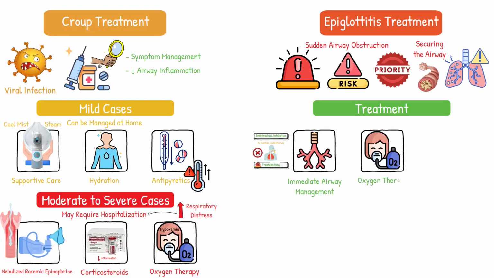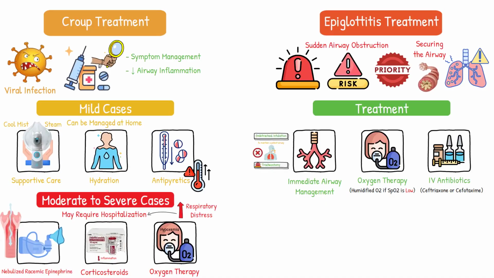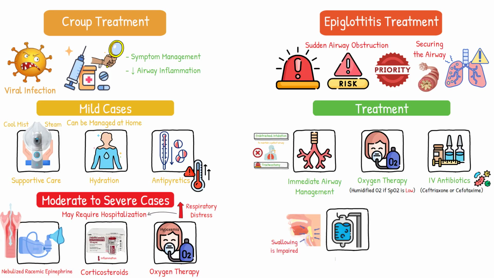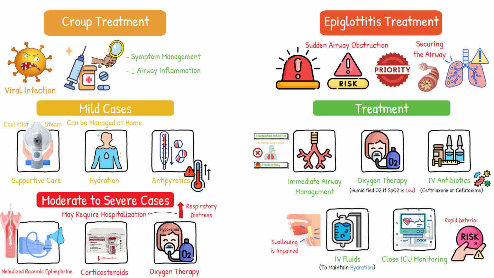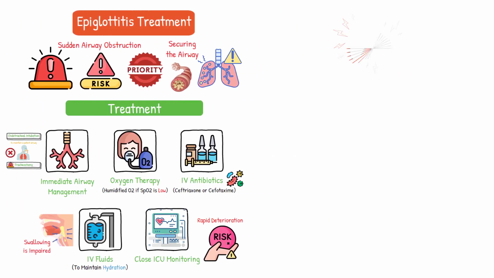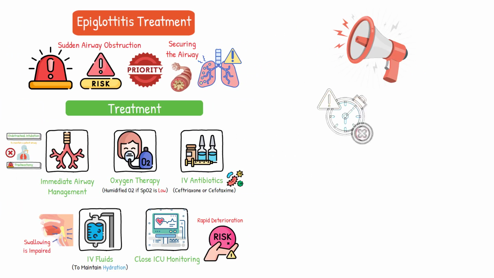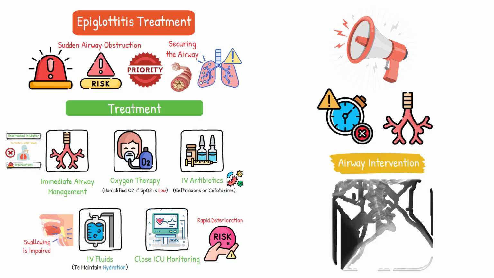Humidified oxygen is administered if the patient shows signs of hypoxemia, and IV antibiotics are started immediately to combat the bacterial infection. Because these patients often have difficulty swallowing, IV fluids are used to maintain hydration. Close monitoring in the ICU is essential, as the condition can deteriorate rapidly and may require further emergency intervention. In a suspected epiglottitis case, never delay airway intervention to obtain an X-ray.